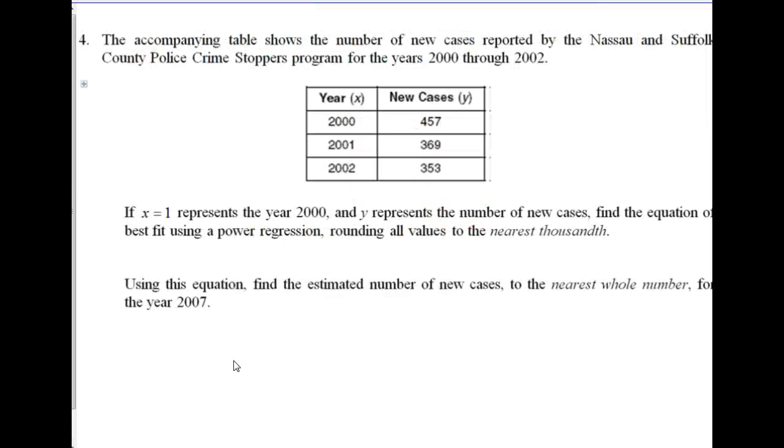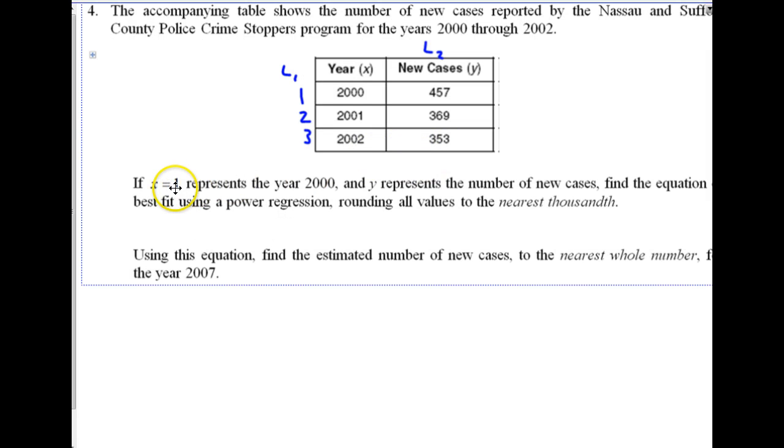The next question I'm not going to do with you, but I do want to give you a heads up on this one. Number 4 gives you some particular information about how to enter your data in the calculator. So you're not simply going to enter this into L1 and this into L2. You have to read sometimes. This is a power regression, and it gives you information about how to enter the data. It says if x equals 1 represents the year 2000, that means put into L1 1, 2, and 3 to represent the years 2000 and the subsequent years.